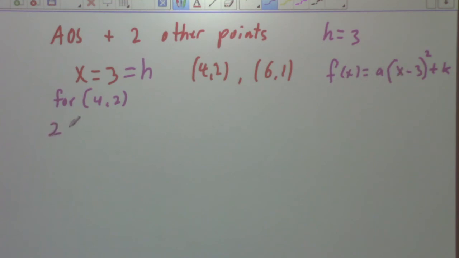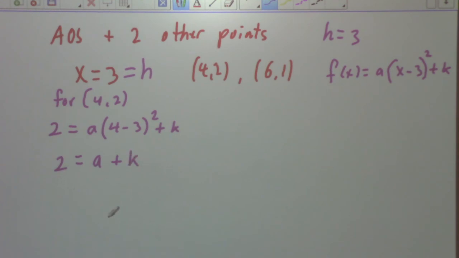So we have 2 is equal to a, which we don't know yet, and 4 replaces the x, so we have 4 minus 3 squared plus k. All right? And what's 4 minus 3? Positive 1. So this is going to simplify to 2 equals 1a, which I'm going to just write as a, plus k.